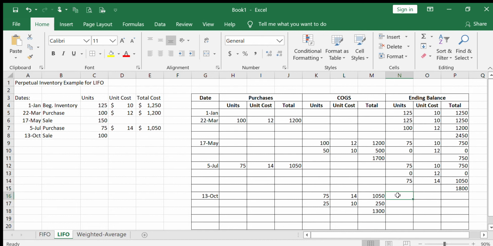So we need to update our inventory again. We had 75 in our beginning inventory, and we used 25 of those, so we update that to 50 left. Our cost is still $10 per unit. When we multiply those two together, we get $500. We are still at 0 from our first purchase because we didn't do anything to that. And we had 75 from our second purchase, but we used it all up, so we are at 0 for that as well.